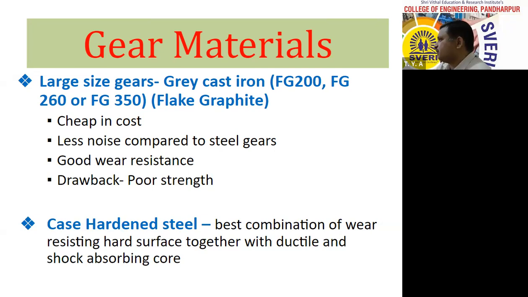Means whatever I have told. Shock absorbing core means what? Core म्हणजे काय? Central part. Core शब्दाचा अर्थ काय? Central किंवा मध्य किंवा मुख्य भाग. लक्षात आलं? And that central part is made up of cast iron material and the outer hard surface is made up of alloy steel material or case hardened steel. समजलं का?